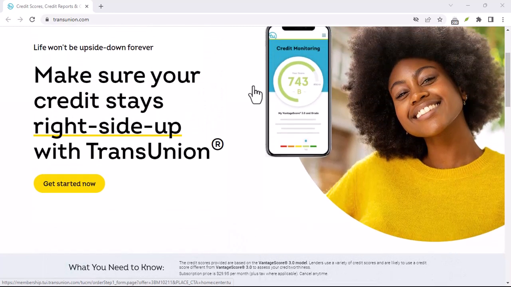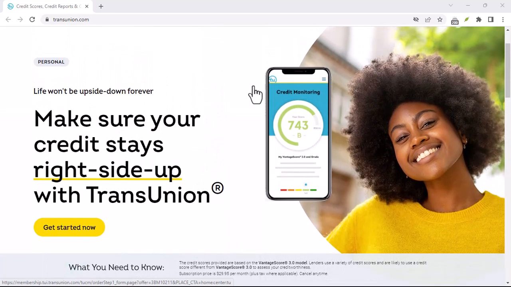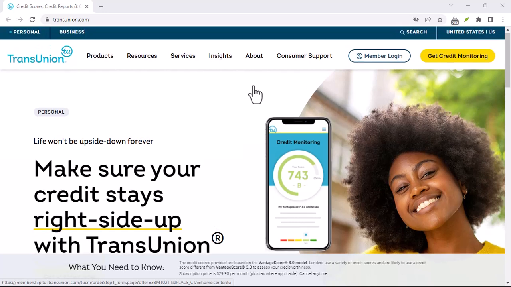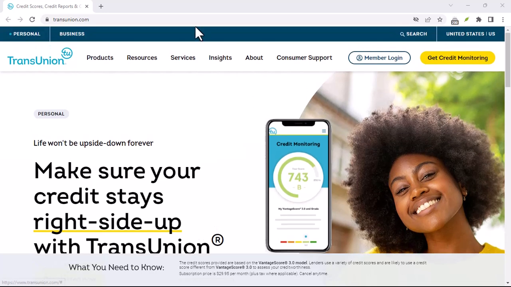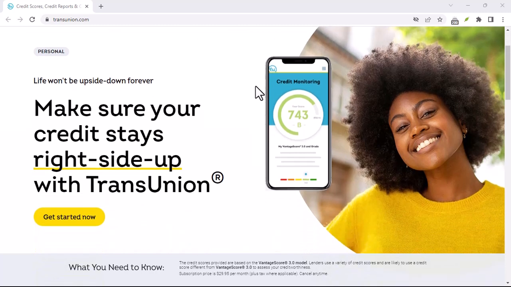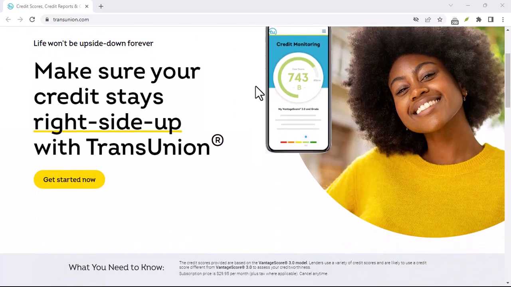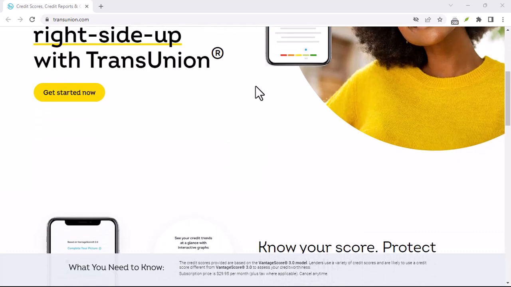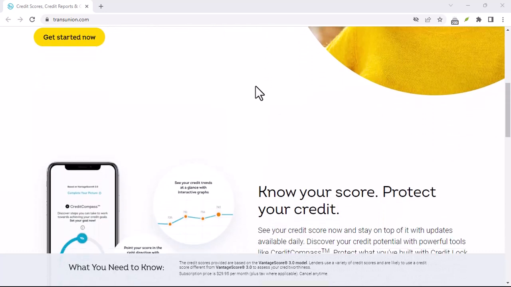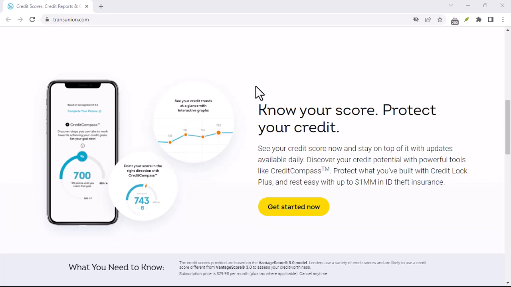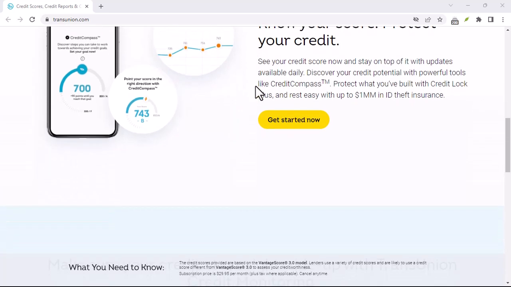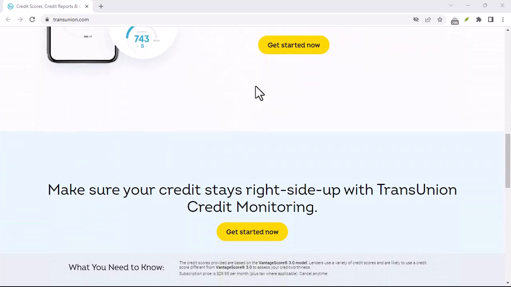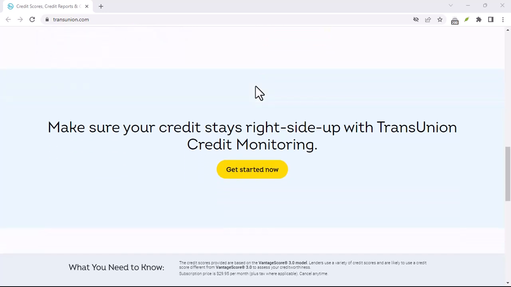TransUnion offers different departments for specific needs. For example, if you're a business owner, you'll need to contact their business services department. If you're concerned about identity theft, there's a dedicated fraud department. To find the right number for your specific needs, it's always a good idea to check TransUnion's website. They often have a contact page that lists different departments and their corresponding phone numbers.